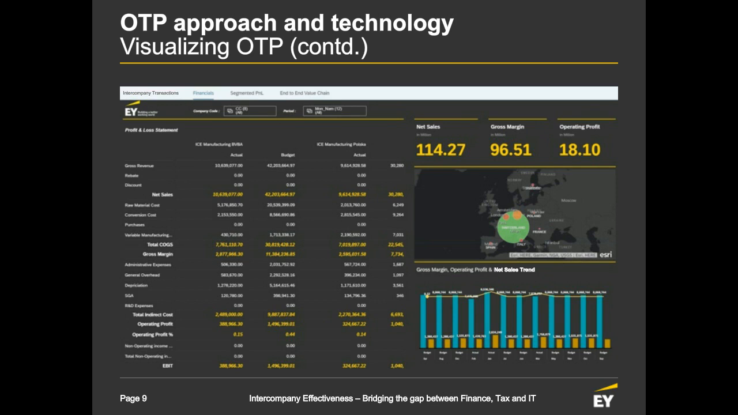On the top right-hand side of the screen, we've got some additional metrics. Again, you can customize these to whatever is interesting to you and your organization. In this example, we're looking at net sales, gross margin, and operating profit. And we're looking at the GeoMap to see the distribution of that profit, in this example, by country. But again, you could look at it through the different areas of the supply chain. On the bottom right-hand side, we're looking at gross margin over time.